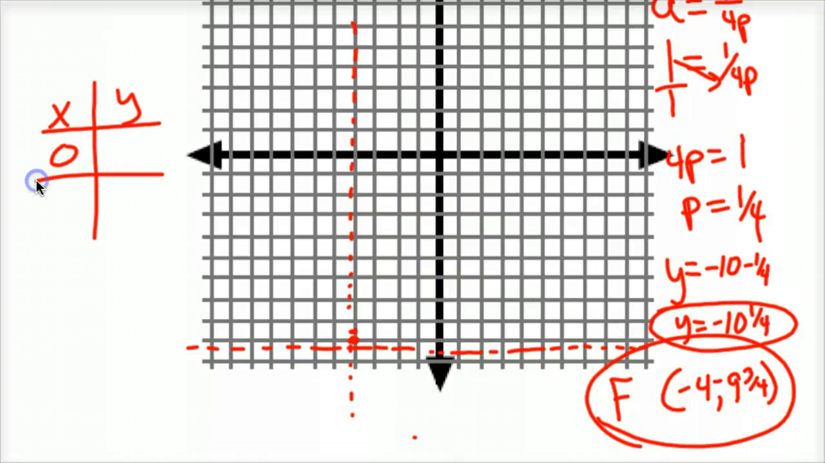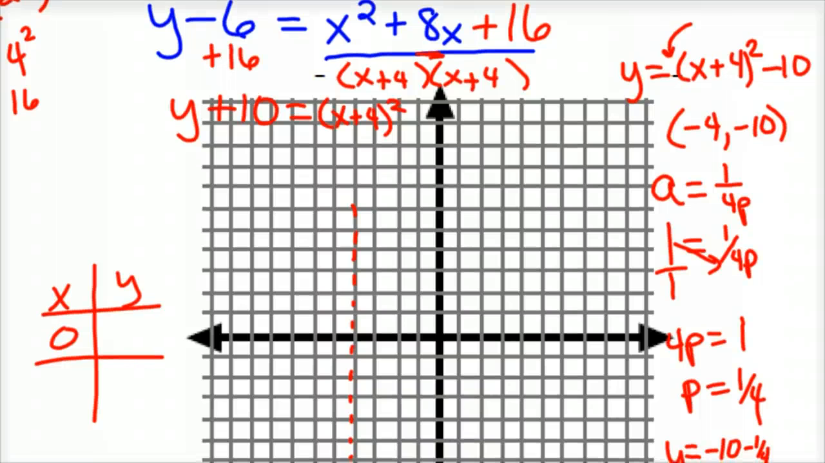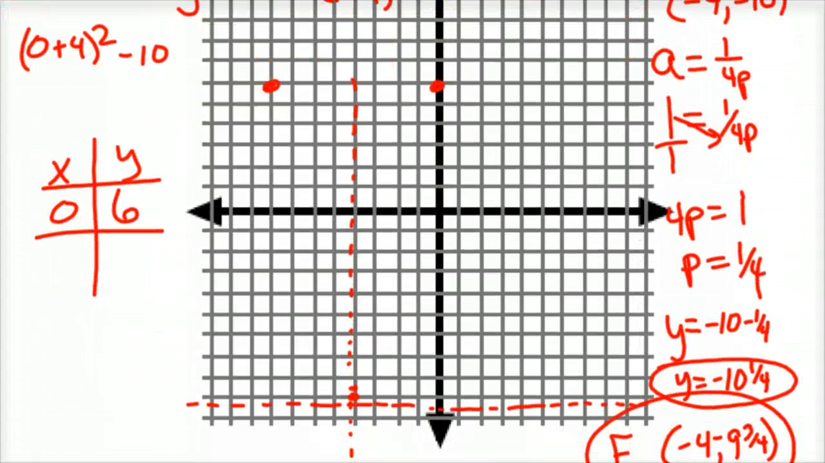So I'm going to pick an easy one here and pick 0. Plug it into our function. So you'd have 0 plus 4 squared minus 10. Well, that's 16 minus 10, and that's 6. So 0, 6 is a point on my parabola. Then you can mirror that, and there's another point on my parabola.